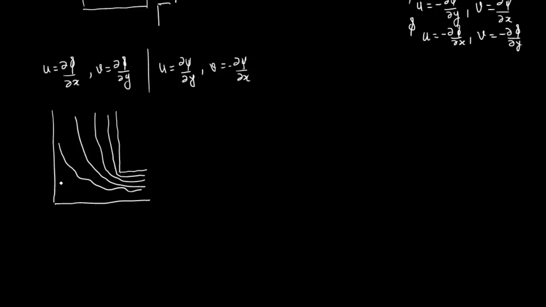Sorry, this is not straight, but okay. So these are the streamlines along which the flow is happening. We know that for each streamline there is one stream function, and that stream function is simply constant.